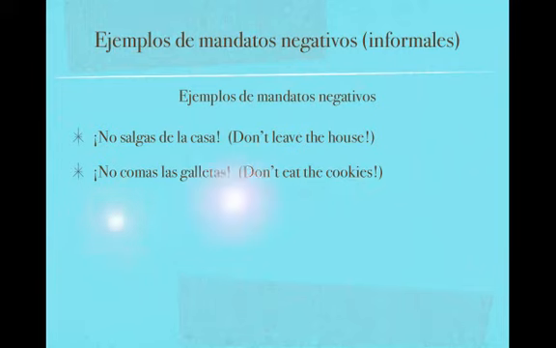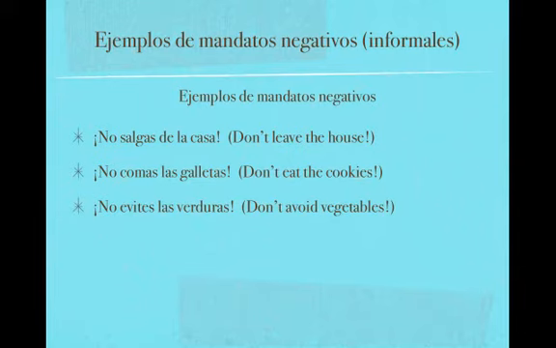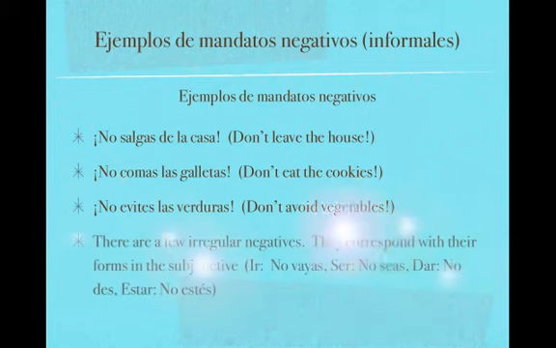Don't eat the cookies. No evites las verduras. It comes from evitar. Evito is the yo form, cut off the O, add the opposite vowel for an AR verb is E. S to the end and no in front. Don't avoid vegetables. And there are a few irregular negatives, and they correspond with their forms in the subjunctive if you learn them. Otherwise, you are going to have to memorize them because, again, they don't follow a specific pattern.